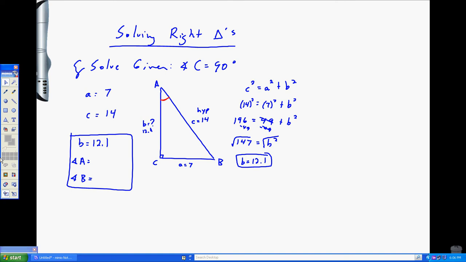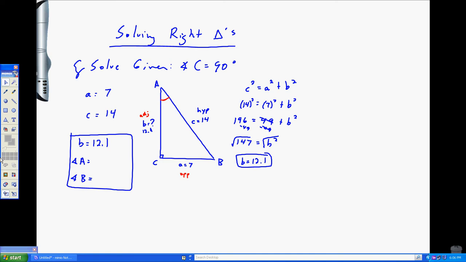If that's the angle I'm using, I got to name my sides from that angle. So the opposite side from angle A is side A. The adjacent side is side B because it's beside the angle A. And your hypotenuse we already named because we needed to know that for the Pythagoras theorem. No big deal. But now, in order to find an unknown angle, I have to use a trig ratio.